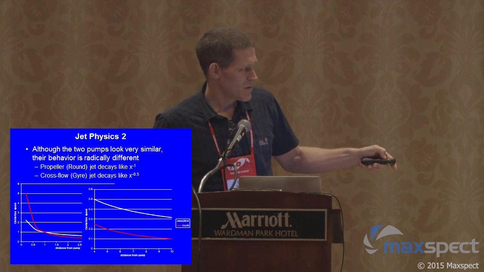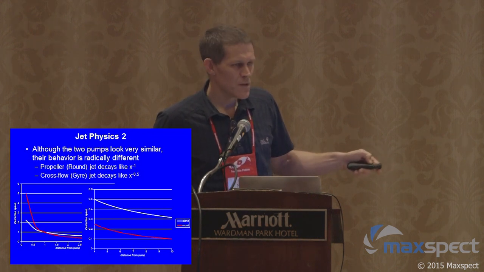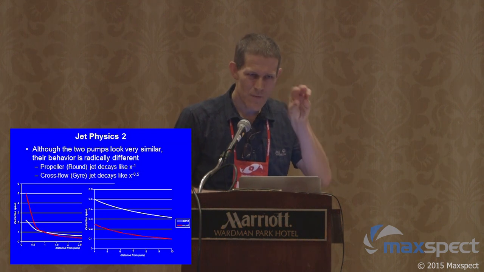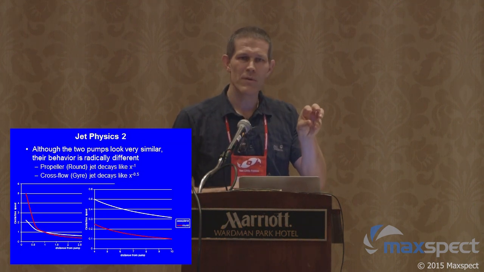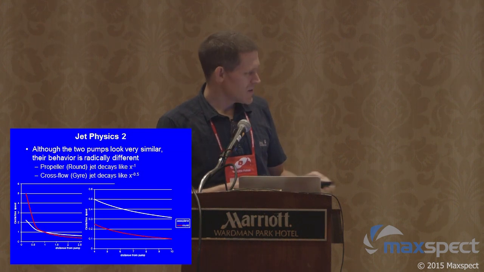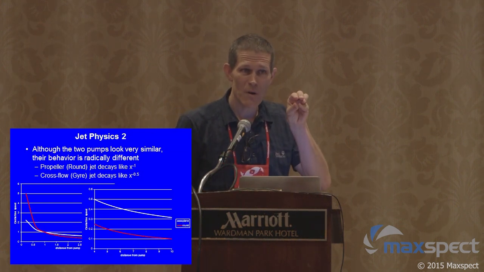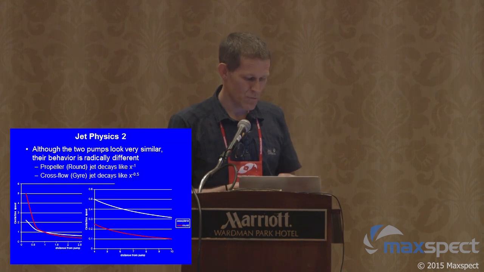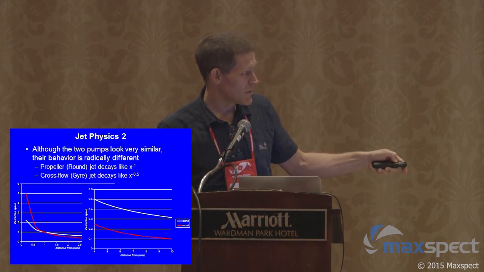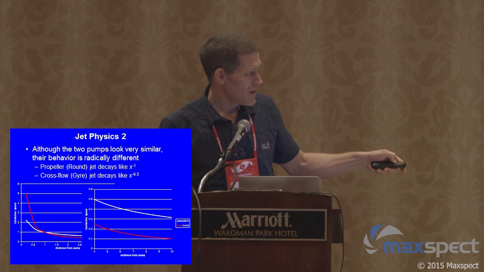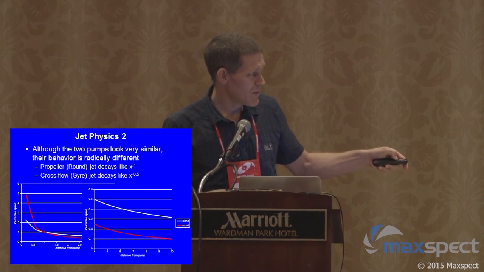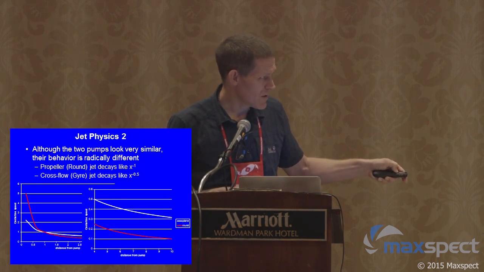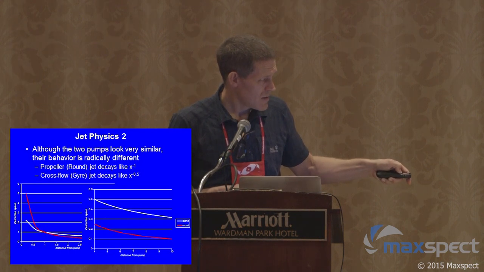So the red line is the round or propeller type pumps. Propeller type pumps are very concentrated. It's a very small place from which all the flow comes, and when the flow comes from a very small place, it's highly concentrated and it has to move fast. So a propeller pump starts out very fast and then the speed drops off like 1/x as it goes through your tank. So the speed drops off very quickly.